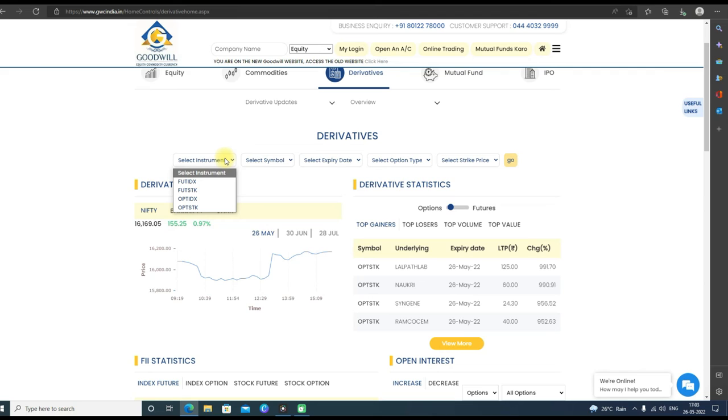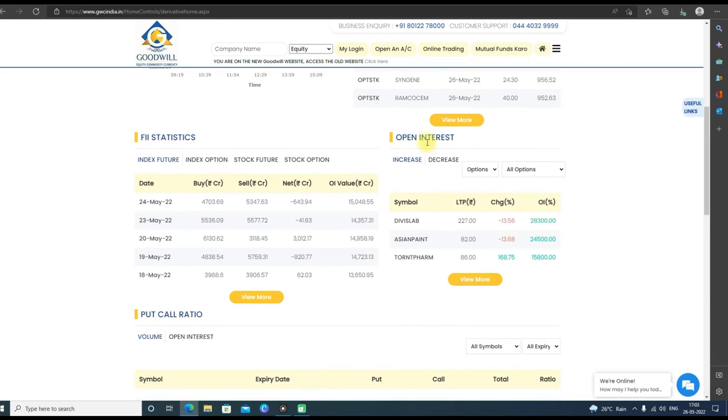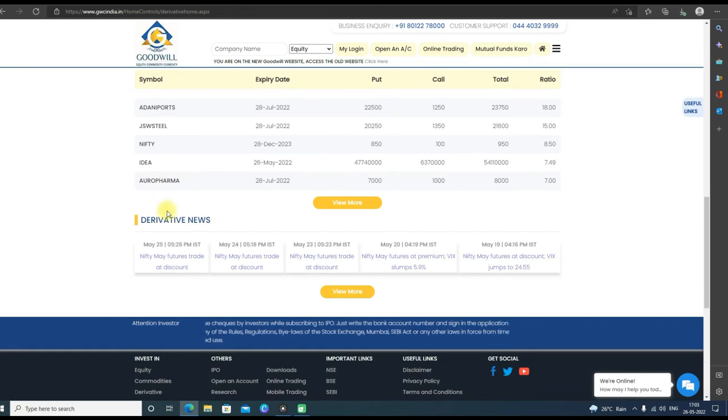So from here, we can basically choose the instrument, futures or option. And from here, we can select the symbols, expiry date and the option type. And from here we can basically see the derivative statistics, like who were the gainers or losers or the volume toppers or the value toppers in today's market. After that we have open interest increase and decrease. And finally we have the derivative news, like on May 25th we have Nifty May futures trade at discount.